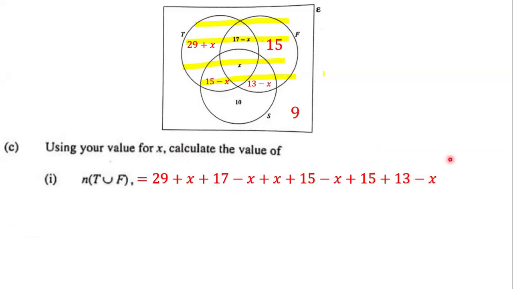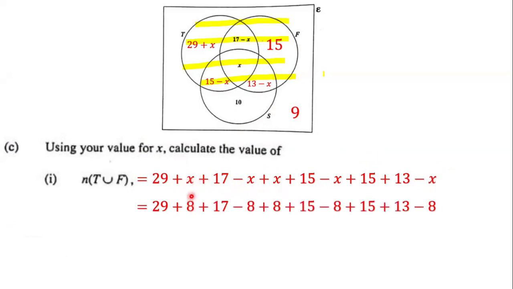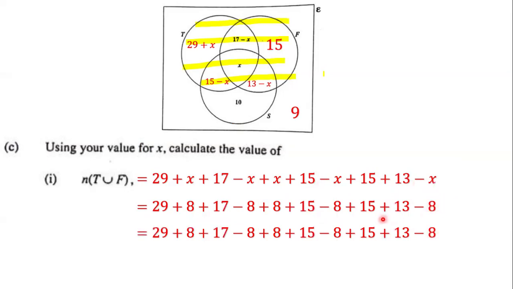And so we know that x is equal to 8, so we substitute. Wherever we see x, we put 8. So 8 is here, 8 is here, 8 is here, 8 is here, and 8 is here. And so we just operate on these numbers, and when we do, we get that our answer is 81. Okay, so that means that the number of elements in the union of T and F is equal to 81.